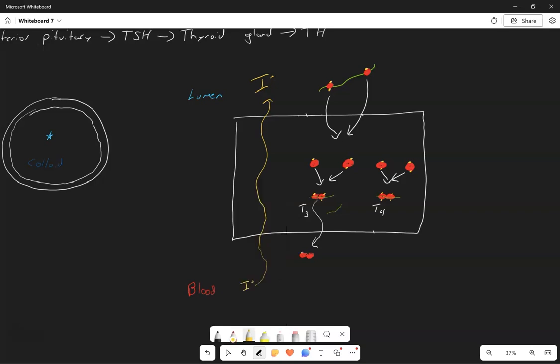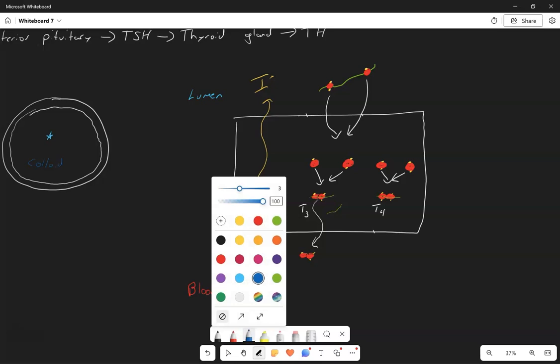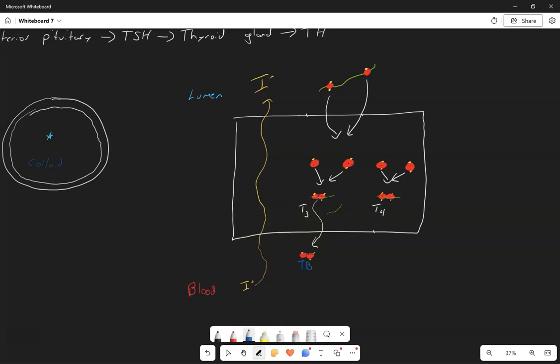Now, remember that this is lipid soluble, right? So can it be transported in the blood by itself? No, it can't be transported by itself, so it needs to be attached to something else. So it can attach to albumin, or it can attach to something known as TBG, which is thyroxine binding globulin. And that can help transport this thyroid hormone inside of the blood, and then it's going to be taken off to its target tissue.